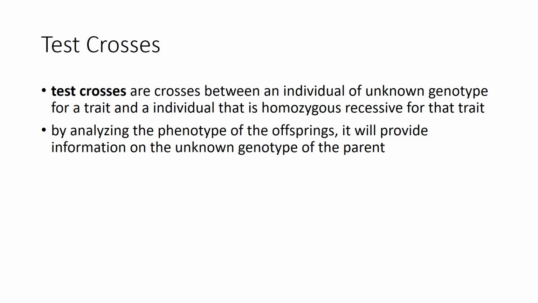So we know that homozygous recessive is going to show up only if there's 2 alleles for the recessive trait. Now, if it is showing up as the dominant trait, we don't know whether it's heterozygous or homozygous dominant. So what we're going to need to know is how to use a test cross to figure that out. By analyzing the phenotype of the offspring, we will be able to provide information on the unknown genotype of the parent. So here's our example.